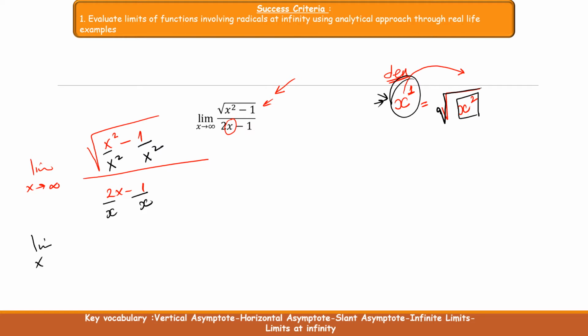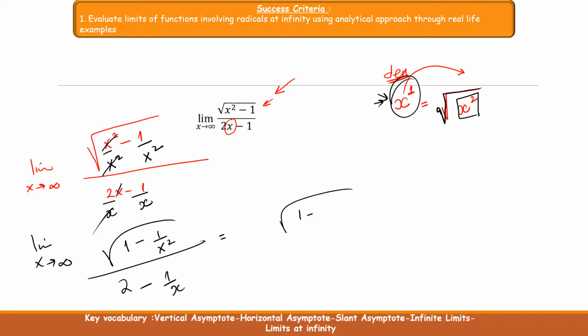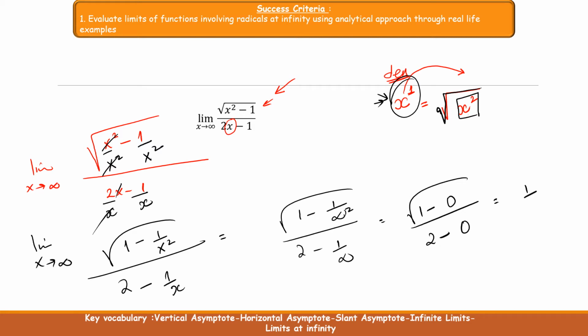Close. Now write it down. So x square cancel. So it is 1 minus 1 over x square. In the denominator, x and x cancel. So 2 minus 1 over x. Solving finish, apply the limit. So I have square root 1 minus 1 over infinity square divided by 2 minus 1 over infinity. Square root 1 minus 1 over infinity means 0. 2 minus 1 over infinity means 0. So as a final answer, I will get 1 over 2.